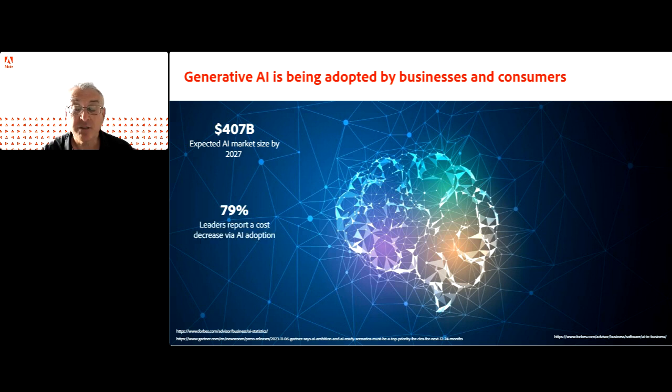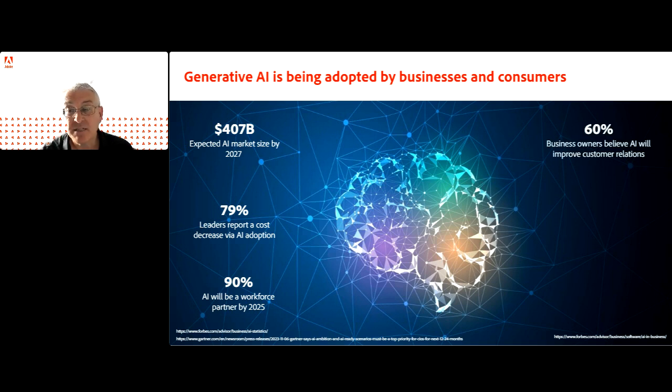79% of leaders that have looked at or adopted AI have reported a cost decrease from AI adoption. And 90% will have AI as a workforce by 2025, which is really interesting given that we've only got a few more months left of the year. So the technology is advancing. 60% of business owners believe that AI will improve customer relations by automating manual tasks such as chatbots. And 64% of business owners say that AI will increase productivity.